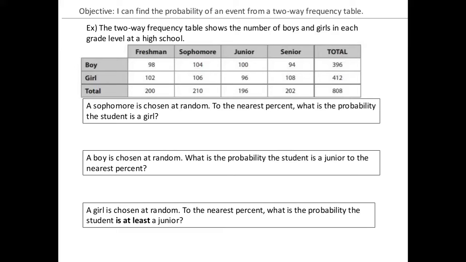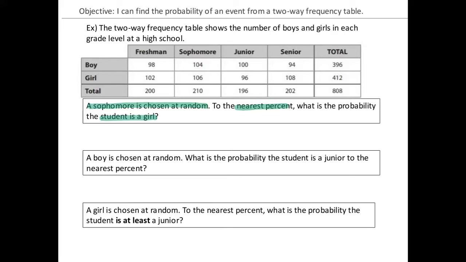Okay. This one, we still have a table, and we still have the same data here. Two-way frequency table, number of boys and girls in each grade level. This time the question is, a sophomore is chosen at random. And so now, to the nearest percent, what's the probability the student is a girl?